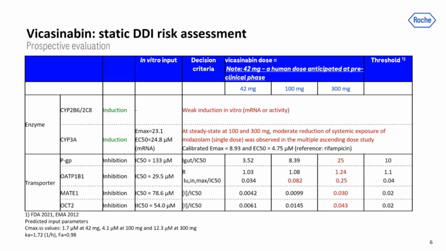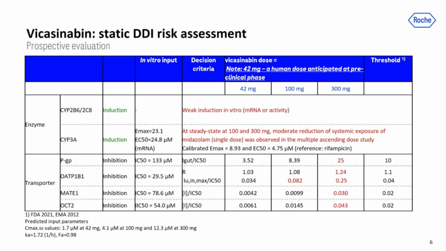For the enzyme part, the extrapolation is challenging. So we decided to go with the midazolam clinical DDI study and not invest much in the static modeling. Here you see the summary for the CYP2C and 3A induction potential, where the in vitro Emax and EC50 values and also the calibrated Emax and EC50 values are listed. Then they come back to the 2B6 and 2C8 induction. This is not our major topic today.